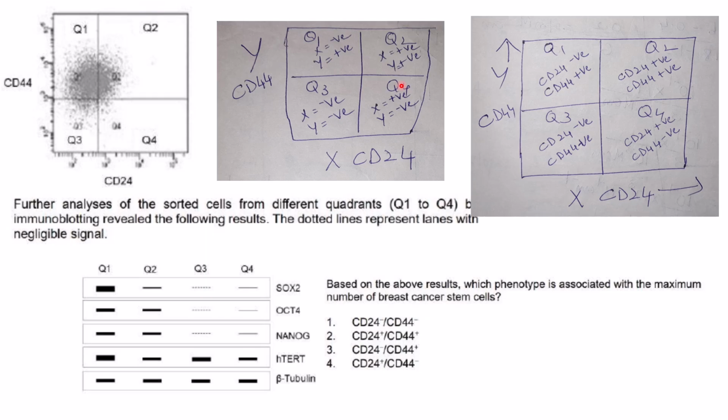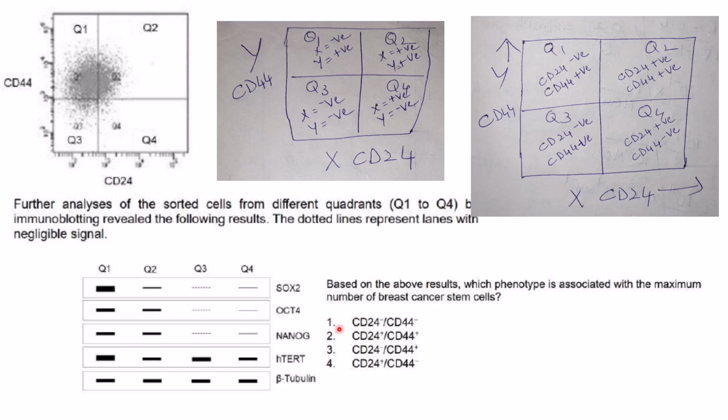Okay. So I have written it over here. Here I told you x is negative, y is positive. So the x value is CD24, so here CD24 will be negative, and y will be CD44, so it will be positive. Here both are positive, here both are negative, and here CD24 is positive and CD44 is negative. Now you have to see the immunoblotting results.